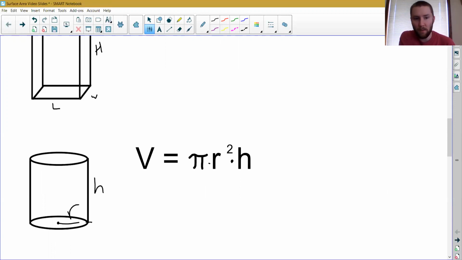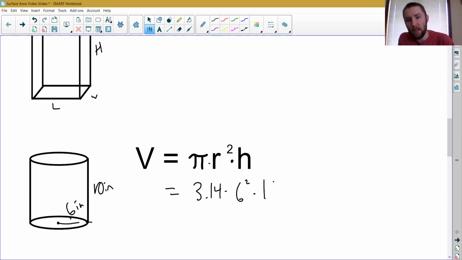So, for example, if the radius of this cylinder were 6 inches and the height were, let's say, 10 inches, then the volume would be 3.14 times 6 squared times 10, okay? So 3.14 times 6 squared is 36, times 10 gives us 1,130.4, and that is in inches.